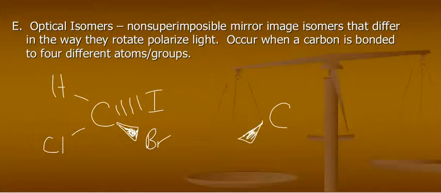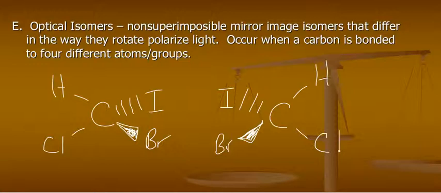Let me draw the optical isomer of this molecule. It would look like this. So again, the Br is coming towards you, the I is going away from you. These are different molecules. They are non-superimposable, but they are mirror images. If I put a mirror right here, they would be mirror images, but they're not the same molecule. Those are called optical isomers.